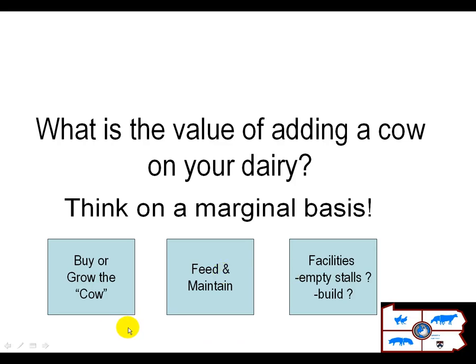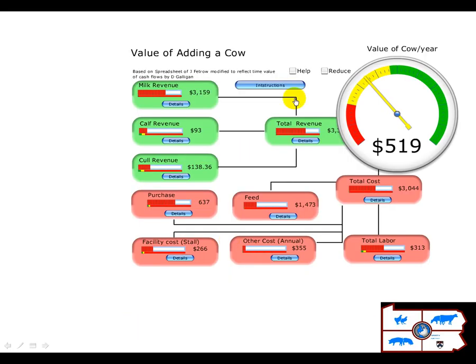So to look at this, we created a visual analytic that's based on a spreadsheet that Dr. Fetro had developed, and we basically modified it to reflect the time values of monies, where we have an estimate of what the value of a cow is per year if she's added to the herd. Now, of course, this value per cow per year is based on a lot of factors.